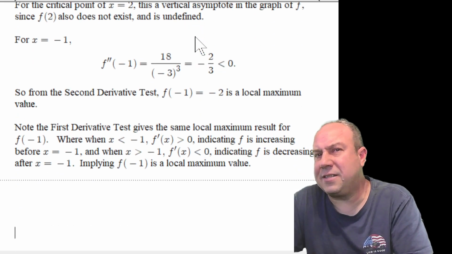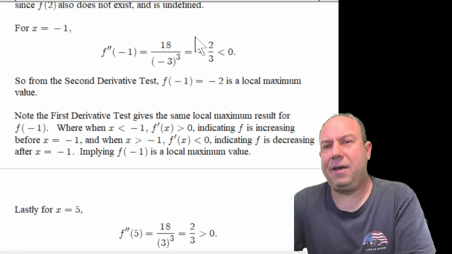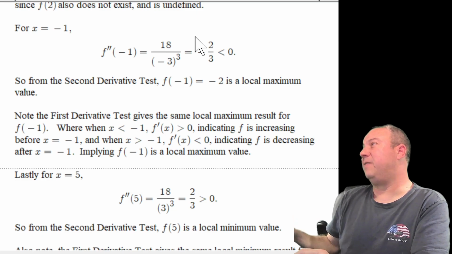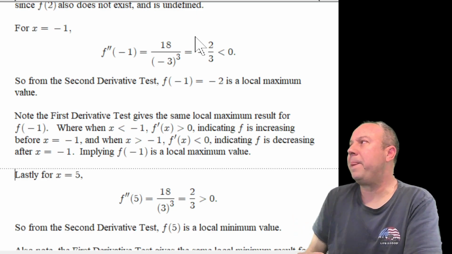Second derivative test is a lot quicker in its analysis, if you can perform it with the correct second derivative. That's the one other problem, is you also have to get the second derivative correctly.